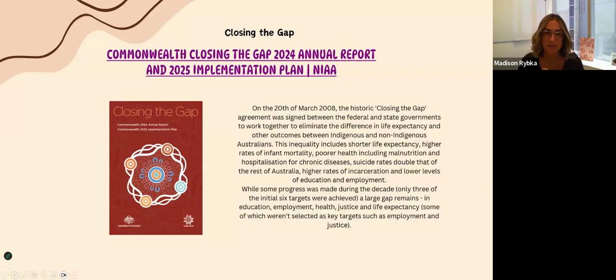The word closing the gap, some people love it, some people don't. I personally hate the word closing the gap. I think everyone's trying their best, especially Indigenous people are trying their best to be where they can be.